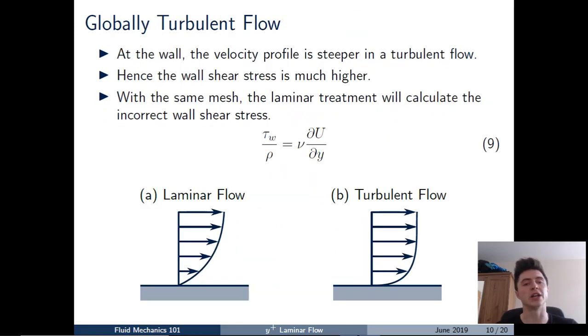So what about a globally turbulent flow rather than a globally laminar flow? In this situation, we're solving additional transport equations for k, epsilon, omega, or other turbulent quantities. Theoretically, we remember that for a globally turbulent flow, as you see in the diagram there, the velocity profile at the wall is much steeper than it would be for a laminar flow. So what this means in practice is that if we were to use the same treatment that we used previously for a globally laminar flow, then we'd calculate an incorrect wall shear stress, which would mean ultimately that the forces on our wall and our bodies in our flow would be incorrect. So we need a slightly different treatment for a globally turbulent flow.